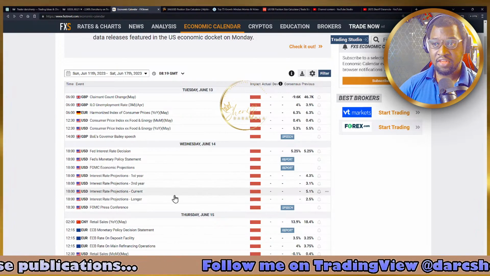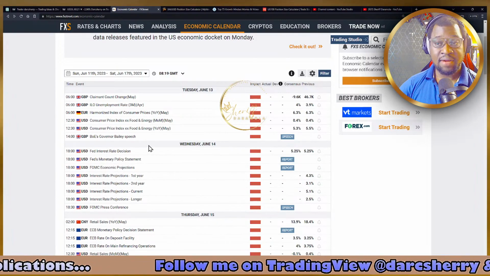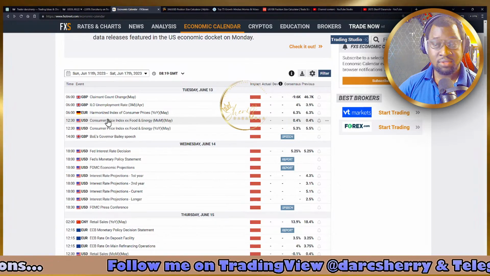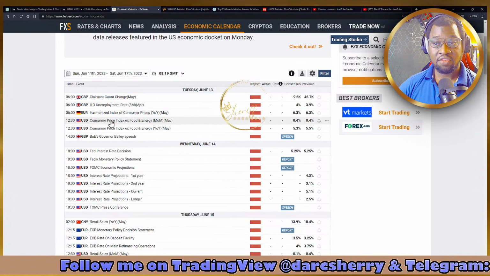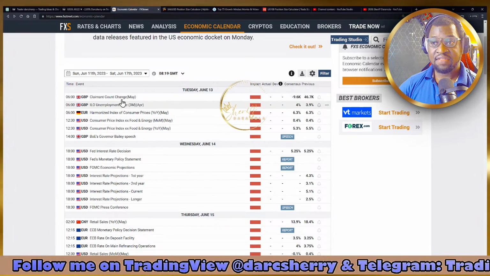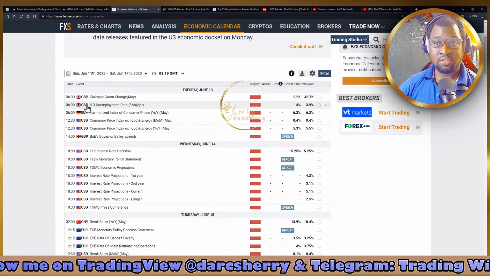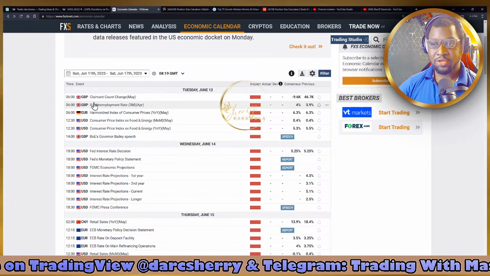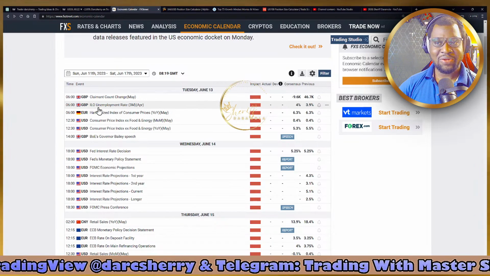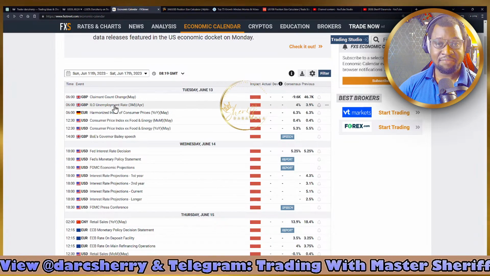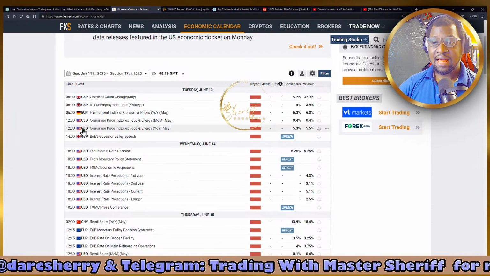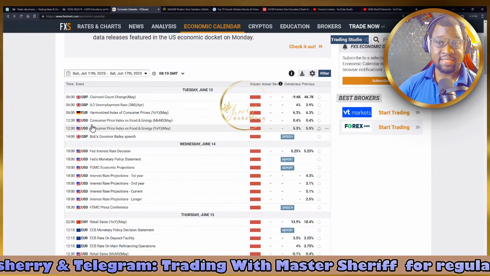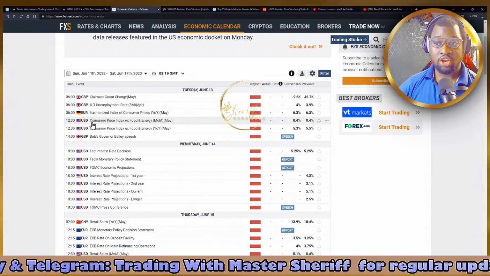And from the look of things here, the first high impact event will not be coming until tomorrow, Tuesday, June 13th. And you can see we have the claimant count change coming from the pounds, from the UK's economy. And we also have the unemployment rate, the same from the UK economy as well. And then we have the consumer price index from the US economy.